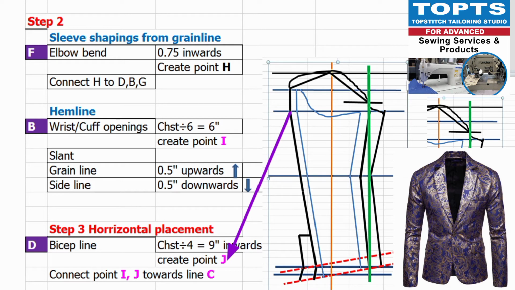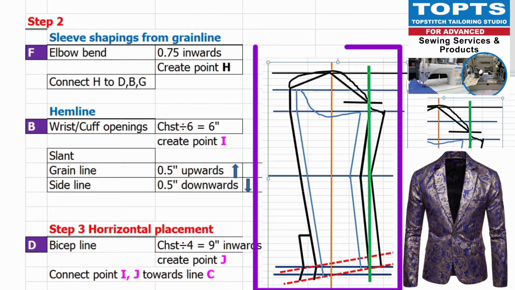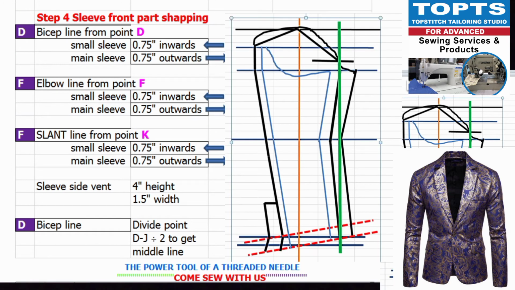You create now point J. Then you will have to connect point I, J towards line C, as you can see in this diagram. I hope you're seeing even the shaping of your sleeve is coming up, and it is going to be perfect. And if you practice, I hope you will also come up with exactly what I have in my diagram. So now we are going to step number 4. That's the sleeve front part shaping.